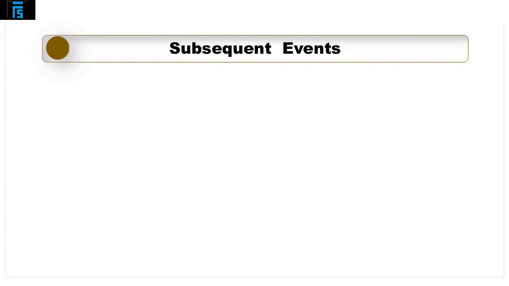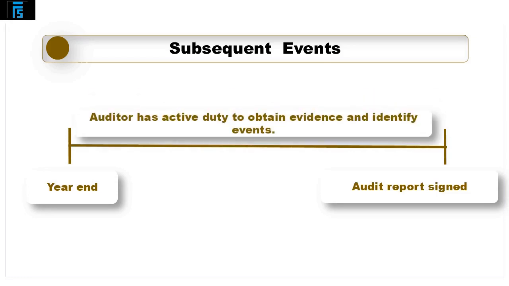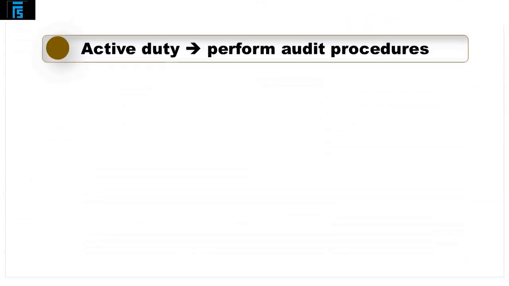ISA 560 subsequent events states that sufficient appropriate evidence must be obtained on events that occur from the year-end date to the date the audit report is signed. During this period, the auditor has an active duty to obtain evidence and identify events which may need adjustment or disclosure in the financial statements. Having an active duty is to perform audit procedures.